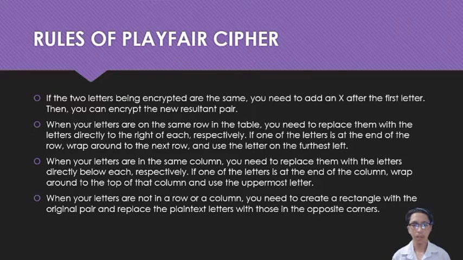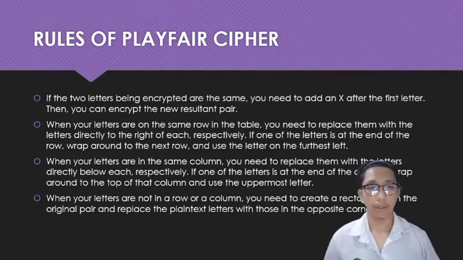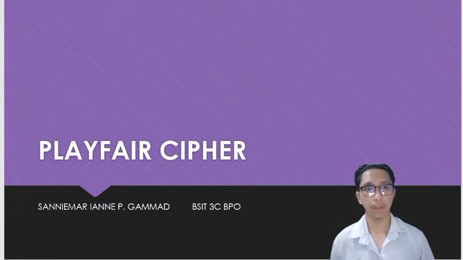Third, when your letters are in the same column, you need to replace them with the letters directly below each, respectively. If one of the letters is at the end of the column, wrap around to the top of the column and use the uppermost letter. And last, when your letters are not in the same row or column, you need to create a rectangle with the original pair and replace the plain text letters with those in the opposite corners. So that's the Playfair Cipher and the rules.